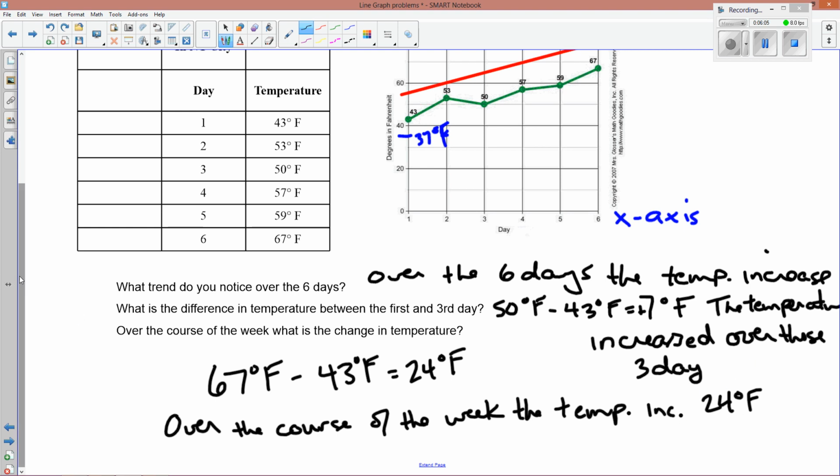All righty. In the next video, I'm going to show you how you can work backwards from line graphs to actually get answers on the 2 axes. Okay.